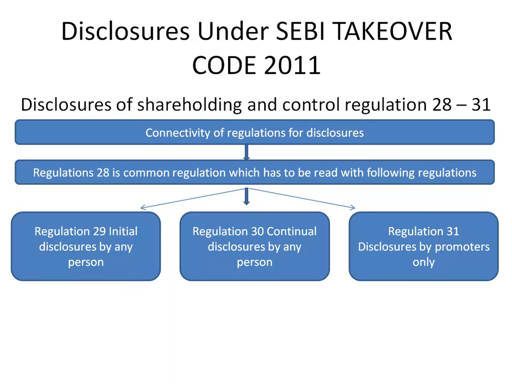Now, this is again interesting and leads to the final stage of the disclosures for the current chapter, which is disclosure under the SEBI takeover code. This is Regulation 28 to 31, and 28 has to be read along with everything. It's the connectivity for the regulation of all disclosures, that is, disclosure of shareholding and control. Regulation 28 is a common regulation which has to be read along with the following regulations. So the first is 29: initial disclosure by any person, continual disclosure, and disclosure by promoters only.